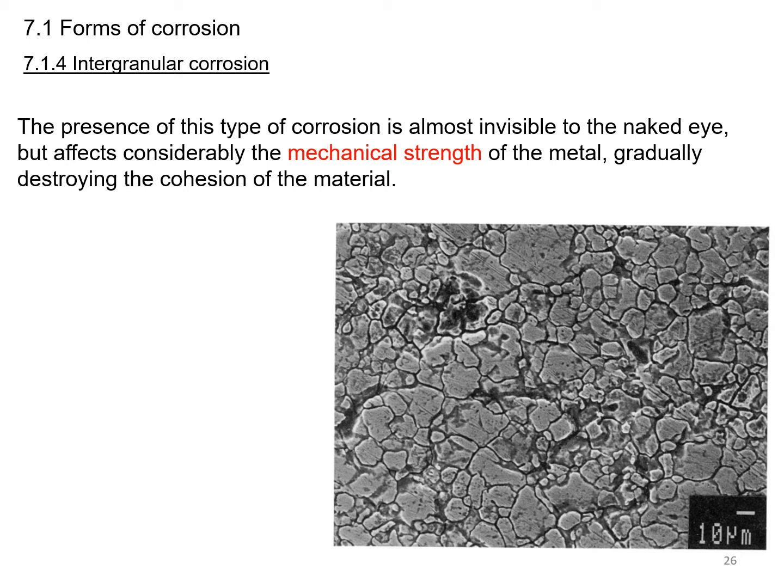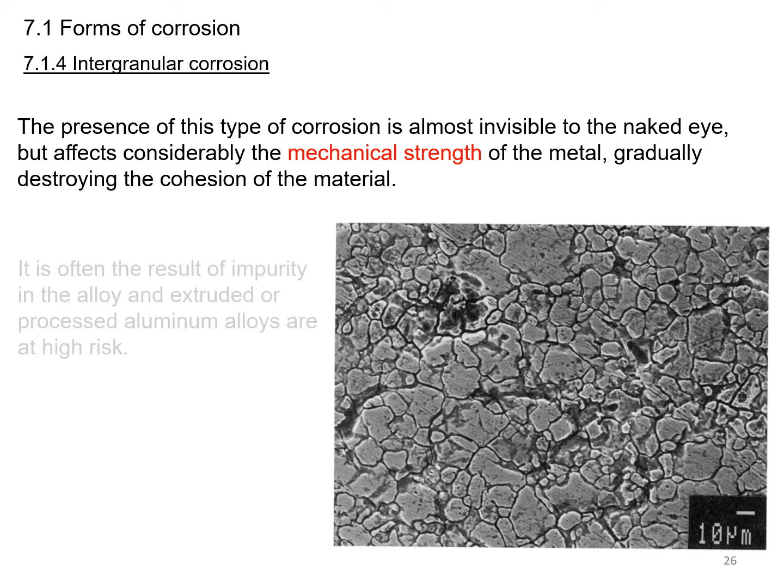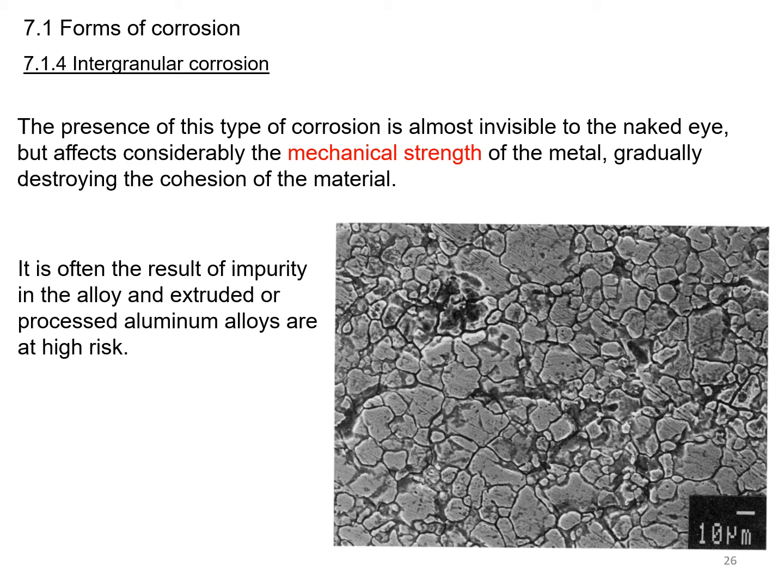The presence of this type of corrosion is almost invisible to the naked eye, but affects considerably the mechanical strength of the metal, gradually destroying the cohesion in the material. Now, this means it can kind of turn into dust. So the integrity of the material is greatly affected by this type of corrosion. It is often the result of impurity in the alloy, and extruded or processed aluminum alloys are at high risk.